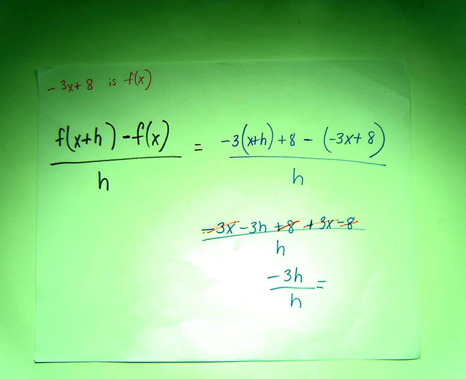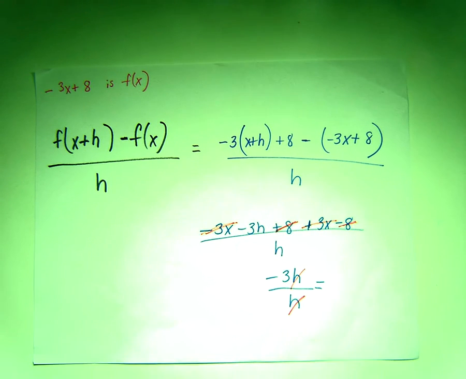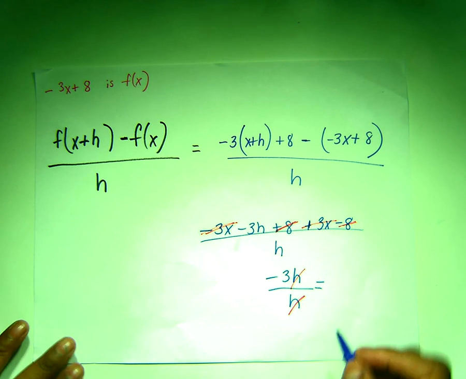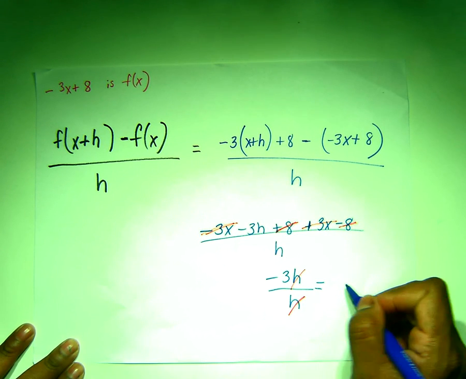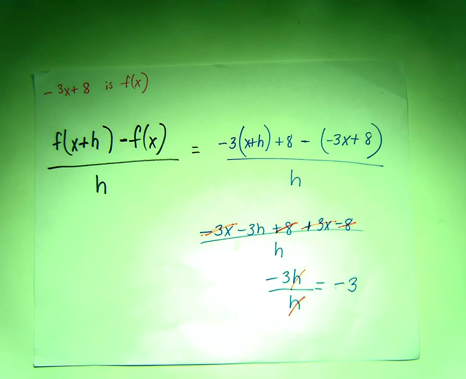You can eliminate or cancel the two h's. FYI, by the way, they really don't necessarily cancel each other out. They just reduce to 1. So now we have negative 3 times 1, so what's just remaining is negative 3. So we just solved that using the quotient rule, or difference quotient.